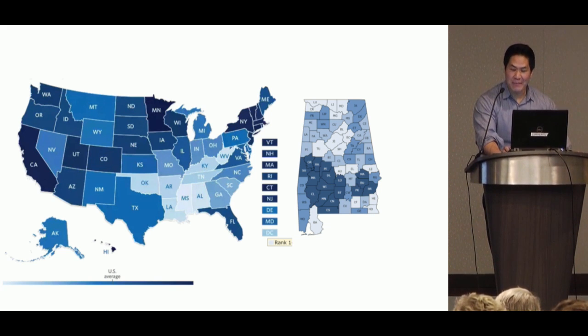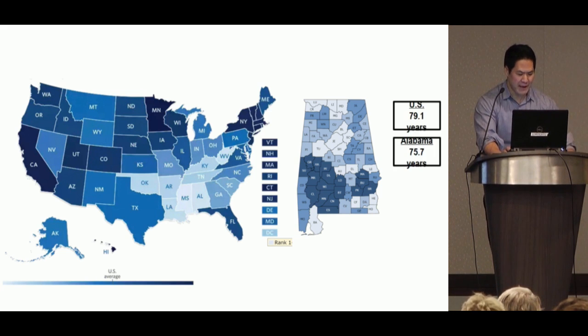Well, I've been in Alabama for about 3 years. And what I've learned since moving there 3 years ago is that Alabama is an incredibly unhealthy state. Life expectancy in Alabama is about 3.5 years lower compared to life expectancy in the US as a whole. In fact, Alabama exceeds only 2 other states in terms of life expectancy.